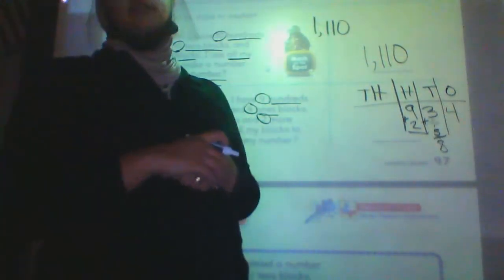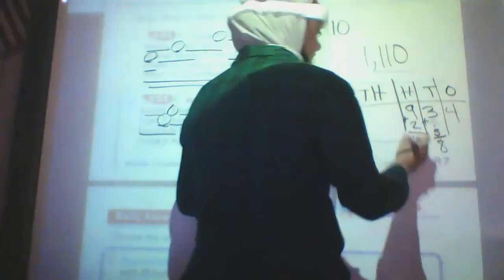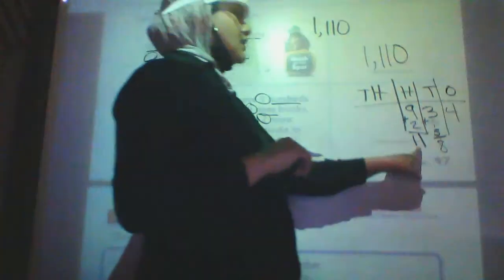And 2 more hundreds blocks. So he gets 2 more hundreds. So now I have to add 2 to the hundreds place. I already have 9. Now I'm going to add 2. What's 9 plus 2? 11. And I'm going to do 11 in the hundreds spot. I use all my blocks to make a number. What is my number? My number is 1,184. Do you agree? Okay, very good.